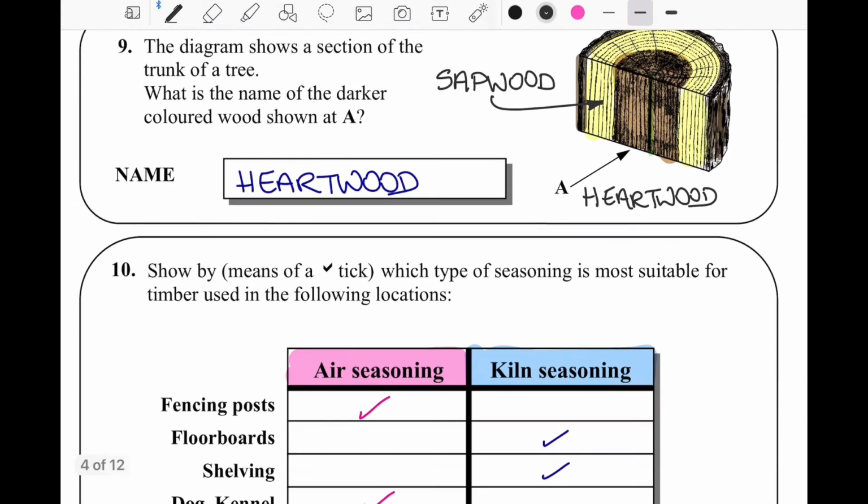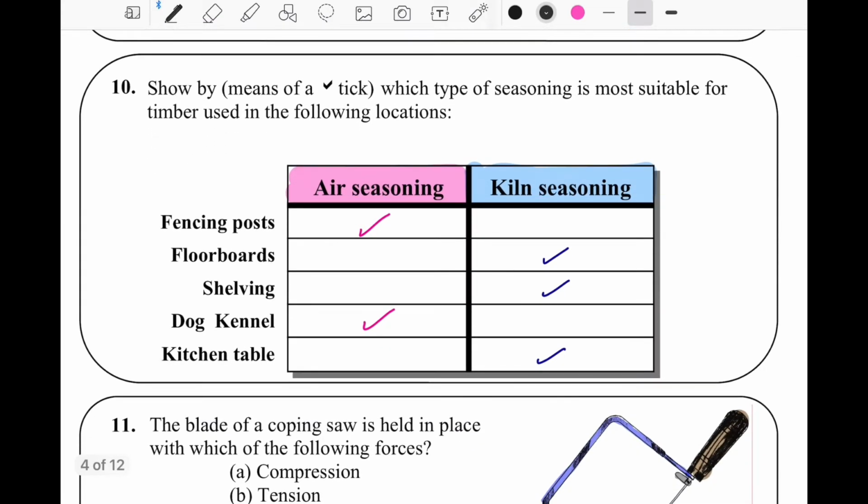Okay, number 10 then. Show by means of a tick which type of seasoning is most suitable for timber used in the following locations. So we have two types of seasoning here. We have air seasoning, which generally will get timber down to a moisture content of about 18, maybe to 20%, possibly more. Whereas kiln seasoning will bring it down to 7%, 8 and 9%, in around there.